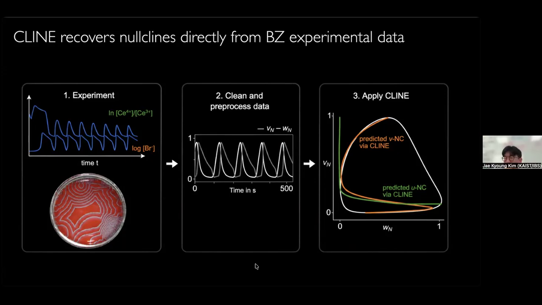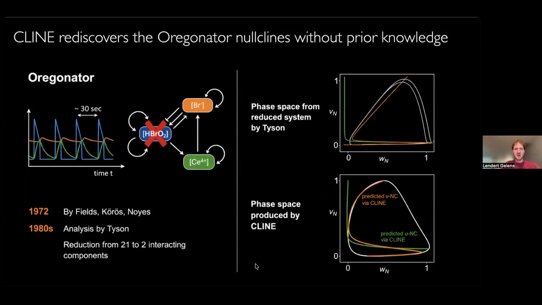But the question is still, how do we know whether these null Kleins are actually correct? We need something to compare it to, because if we just have the time series, we have no idea whether it's correct or not. But the nice thing is that the BZ reaction is one of the best studied chemical oscillators in history. Back in 1972, Field, Körös, and Noyes worked out the full reaction mechanism, 21 interacting species. And in the 1980s, John Tyson reduced that big system down to just two interacting components, which is called the Oregonator, and it's a landmark model in nonlinear dynamics.